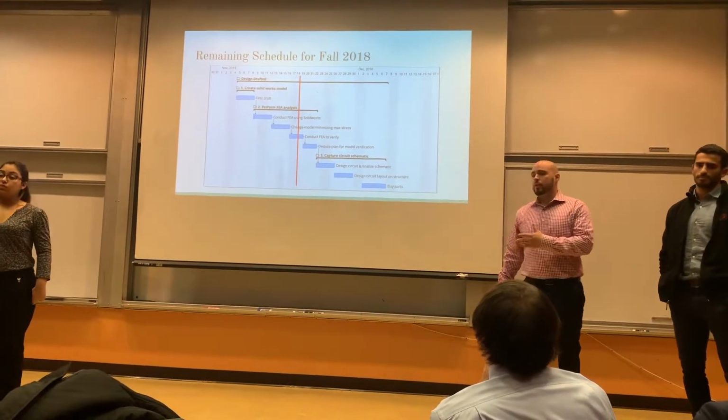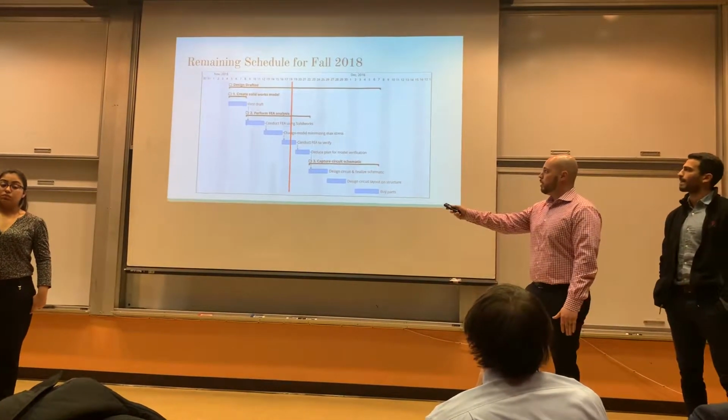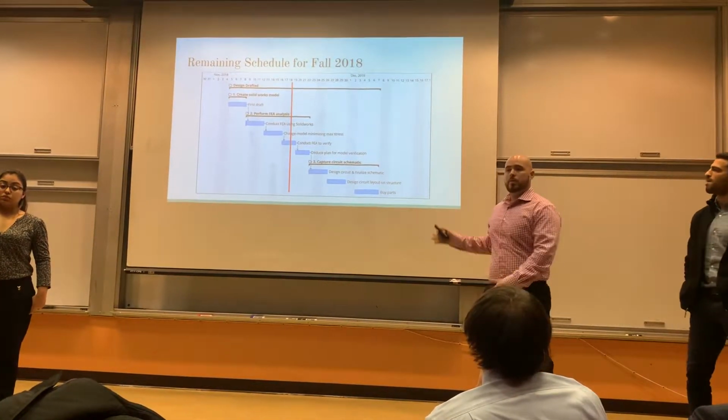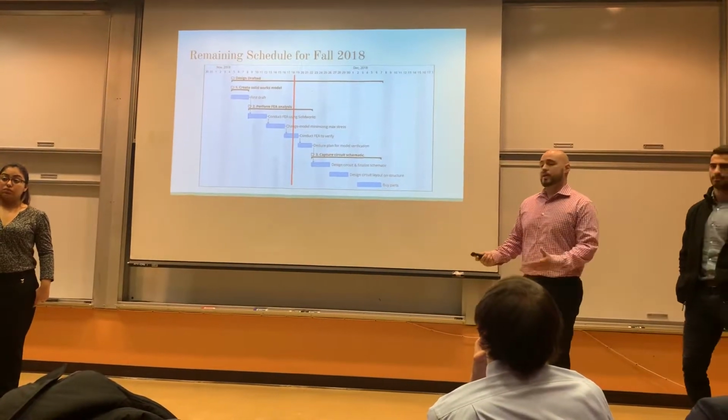So this is going to be our Gantt chart for the fall of 2018. The pink line is going to outline where we currently are to date. To the right of that are going to be the remaining tasks that we need to carry out in order to complete the overall milestone of the design drafting.